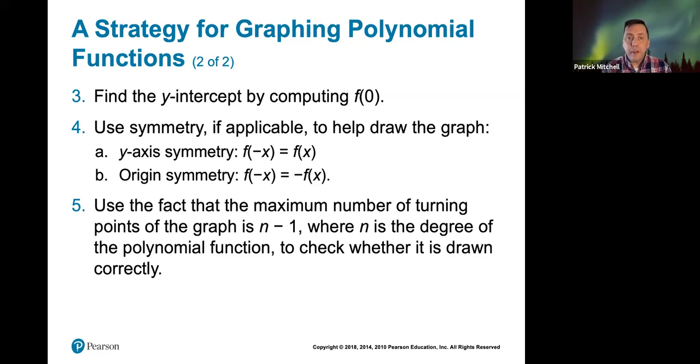It's helpful if there is symmetry. Basically eliminates half of your work, all right? If your graph has any kind of symmetry, then once you know what the right side looks like, you know what the left side looks like. So that's kind of a nice shortcut. And then finally, use the fact that the maximum number of turning points of the graph is n minus 1, where n is the degree of the polynomial function, to check whether it's drawn correctly.